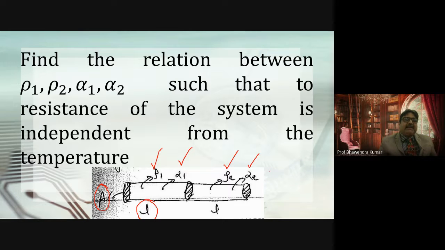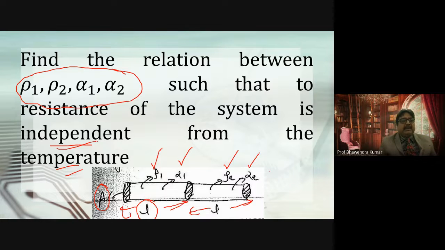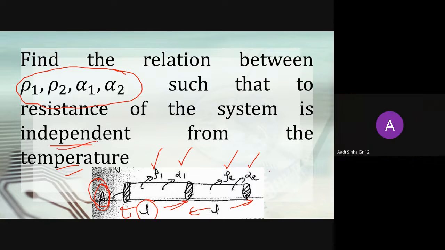The question says: what is the relationship between rho 1, rho 2, alpha 1 and alpha 2 so that the resistance of the system is independent of the temperature? Meaning when the temperature changes, the total resistance of this conductor does not change. The two sections have the same length and the same area of cross section. Is the question clear? Yes, sir.